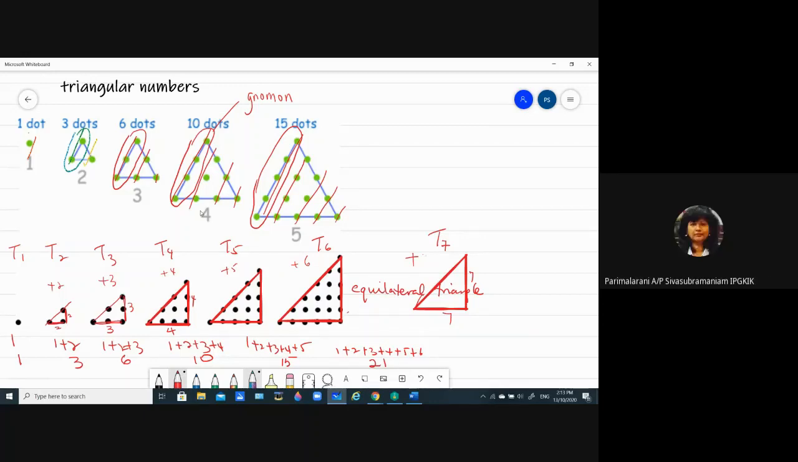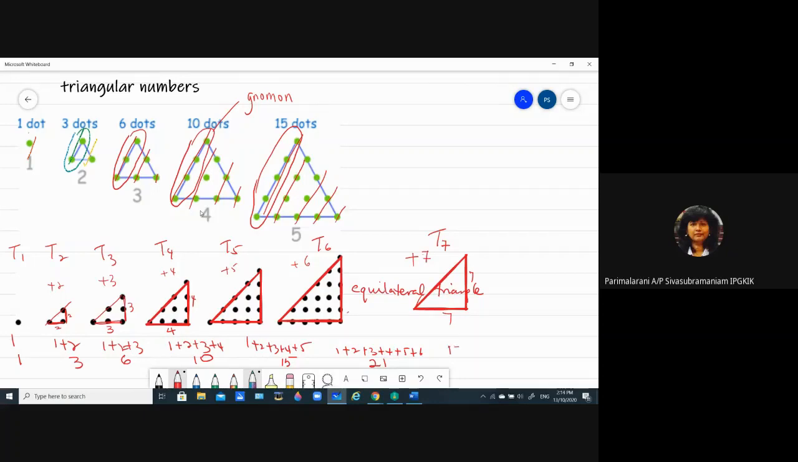28. First number is 1, right? The triangular number begins with 1. Second triangular number, we add one row of 2 dots. Third, one row of 3 dots. Fourth, one row of 4 dots. Fifth, one row of 5 dots. Sixth, one row of 6 dots. So the seventh triangular number, we are going to add one row of how many dots? 7 dots. Yes, one row of 7 dots.